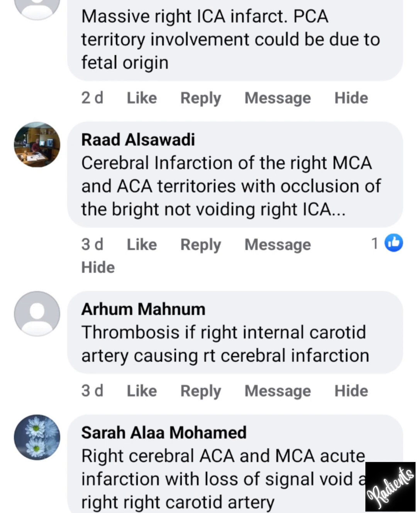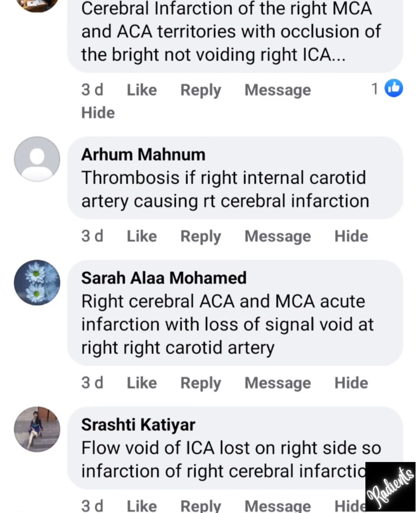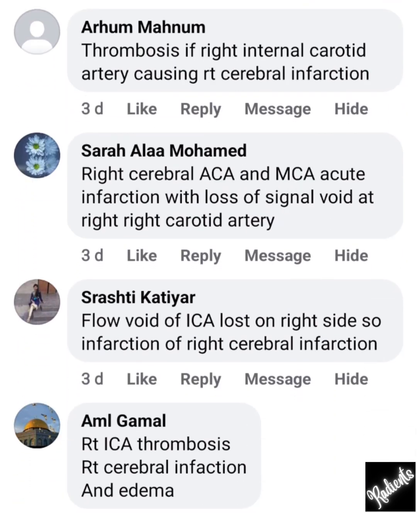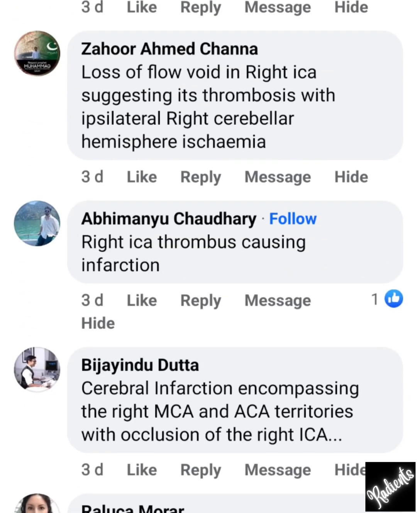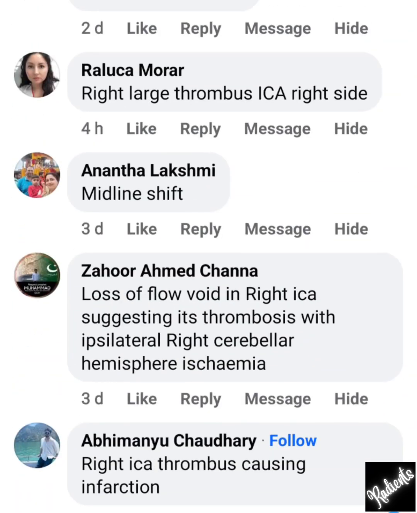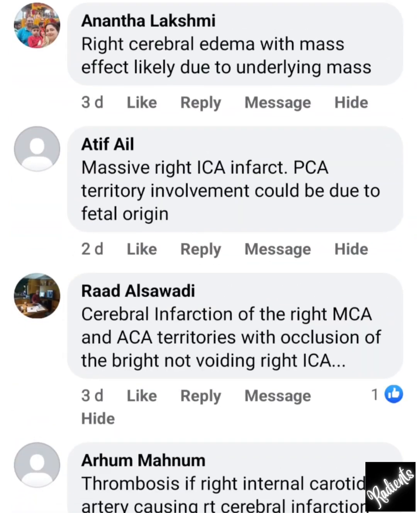Unfortunately, we haven't been able to get an MR angio done for this patient, but as soon as that happens, we'll let you know about it. And the rest of the findings have been mentioned by almost everyone: the loss of flow void and the diffusion restriction in the right cerebral hemisphere. But yes, it also has to be at least suspected that there is a possibility of a fetal origin.